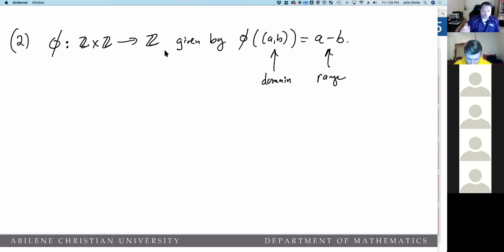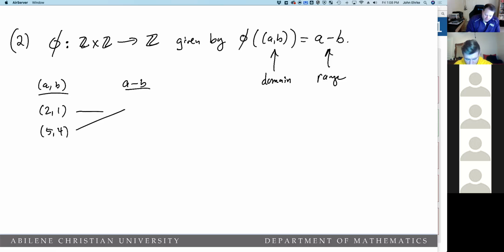It's not one-to-one, however. The reason it's not one-to-one is consider something like (A, B) and (A, B) being 2, 1 and 5, 4. Both of those get mapped to the same element, which is their difference, which is 1. So remember, if you have two domain elements go to the same range element, it's no longer one-to-one. So it's not one-to-one, but it is onto.